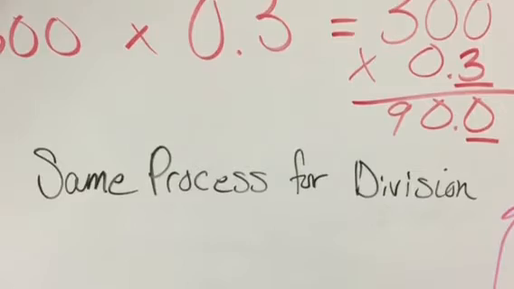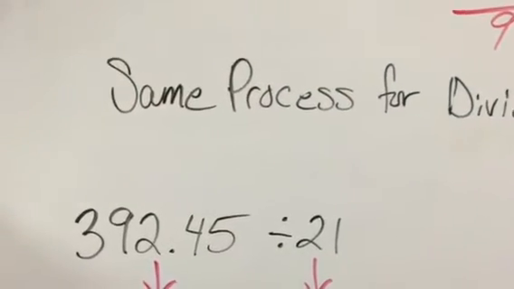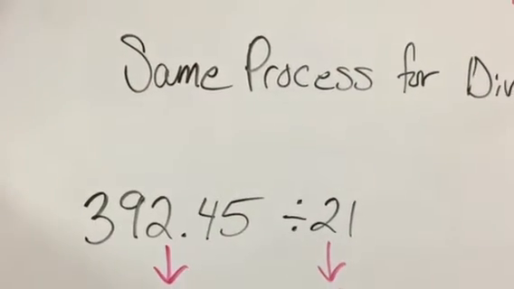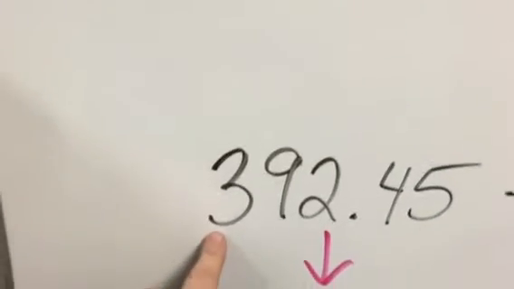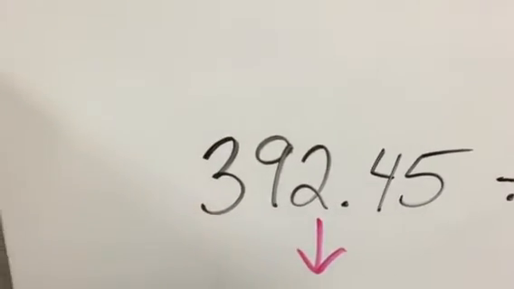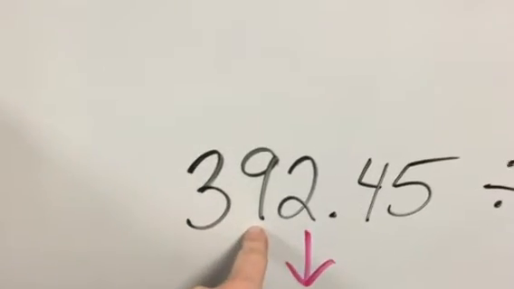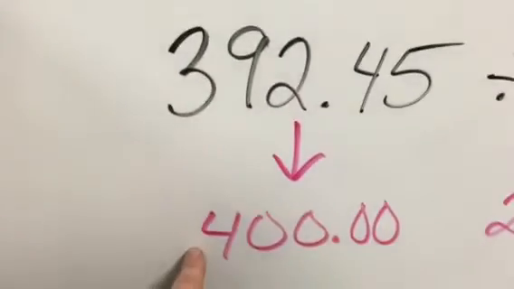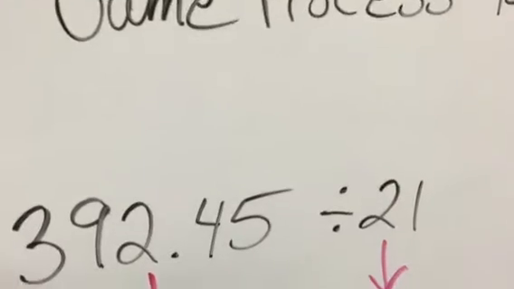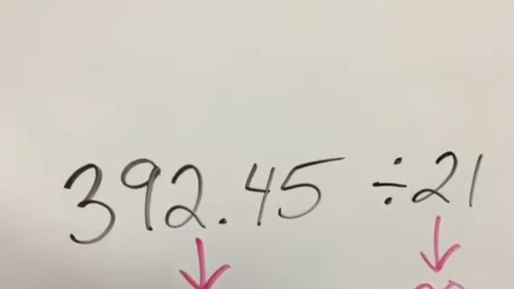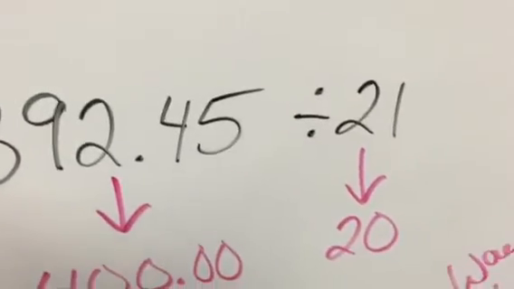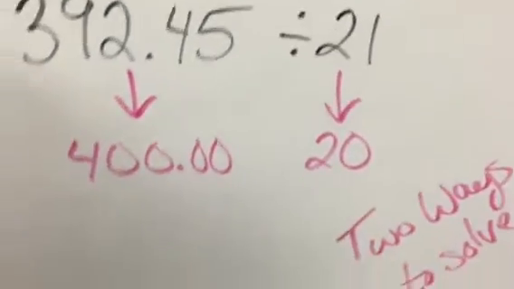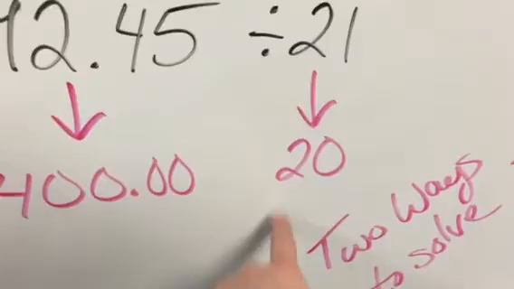And guess what? It's the same process for division. I have 392.45 divided by 21. I'm going to look at this 392. Since 3 is the largest digit, I look over the next number. It's a 9. I'm going to round it up to 400. Divide 21. You know what? I want to make it compatible. What's compatible? What's close to 21 and compatible with 400? 20. So I get 400 divided by 20.